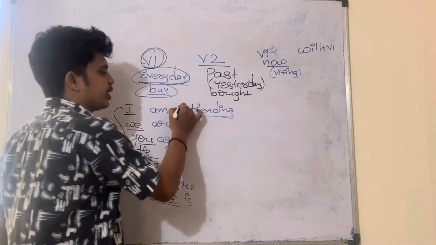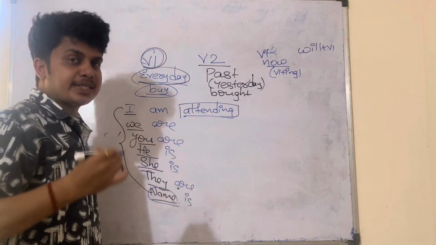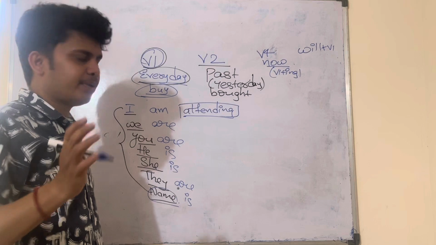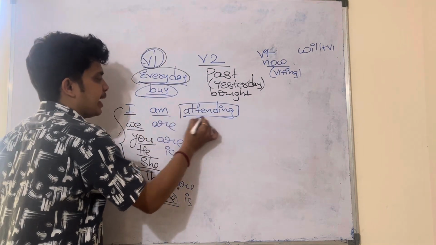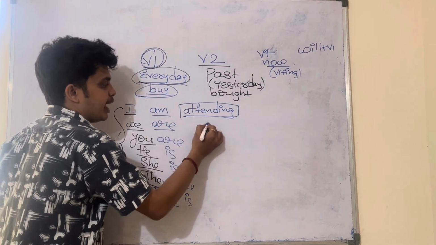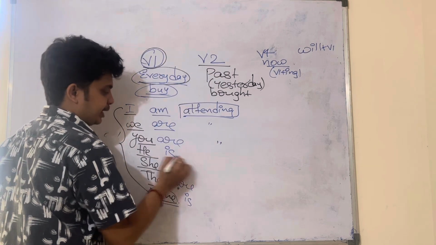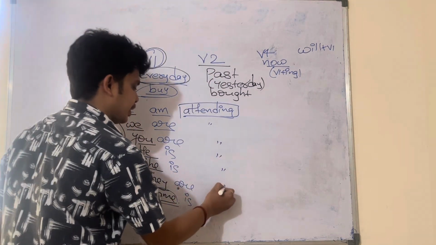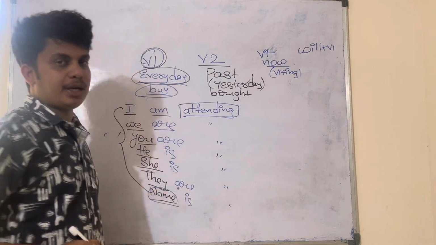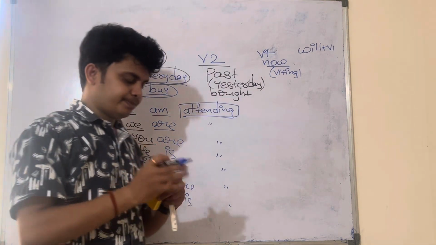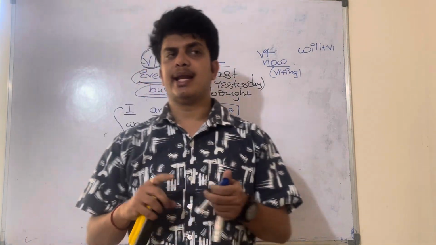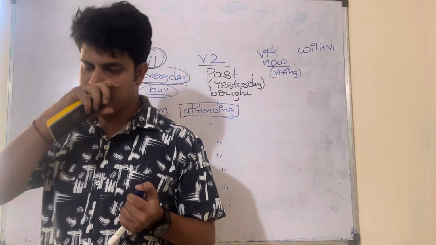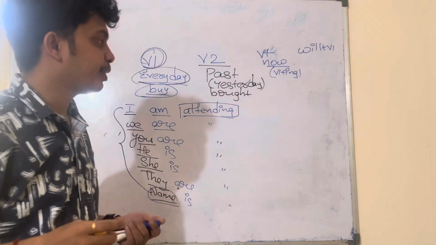But instead of making the things as complex as that, you just have to remember, if it is I, use I am. If it is we, use we are attending, you are attending, he is attending, she is attending. I mean, everyone is attending the class. They are and Ramesh is. Hope it's clear.